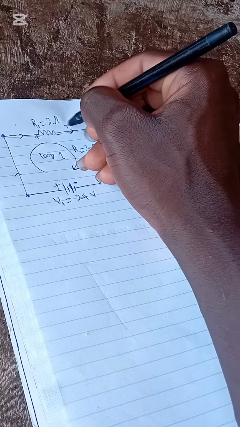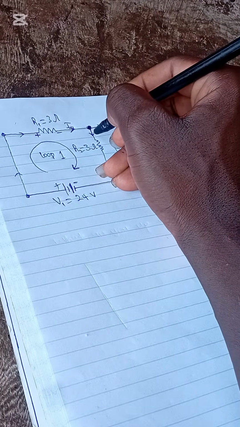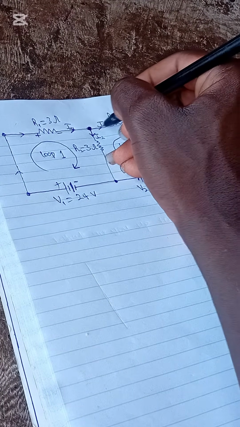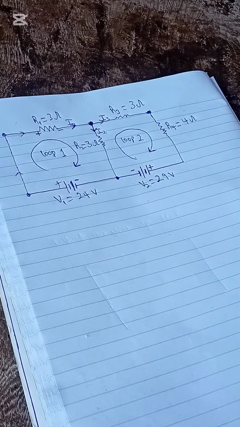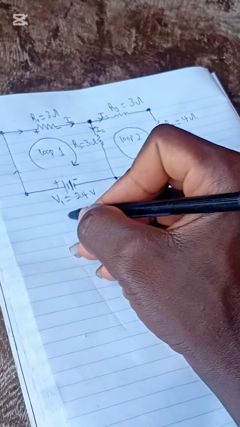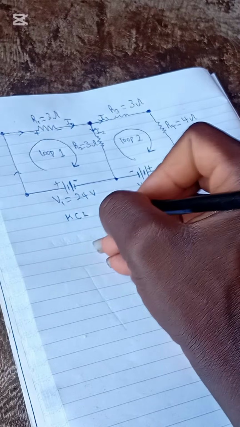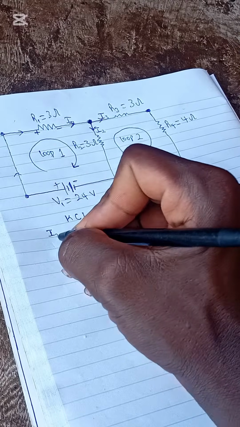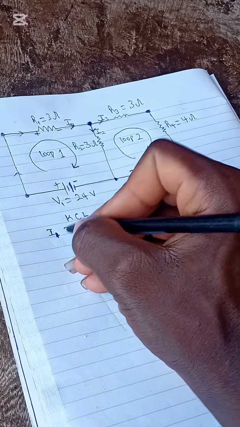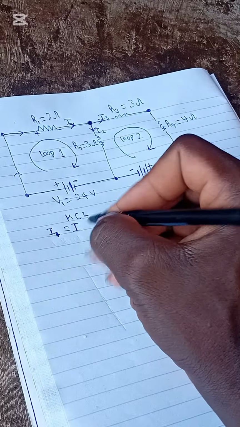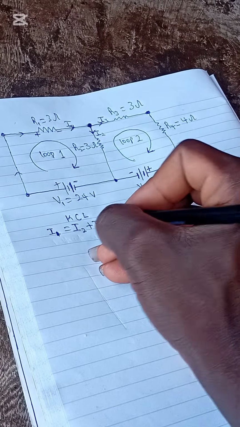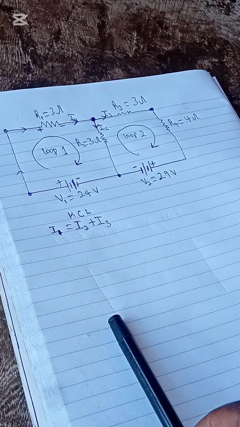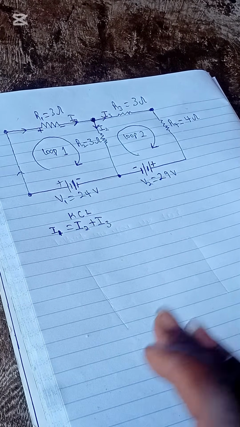So let's call this one our I1, this one our I2, and this one our I3. Now, from the KCL, Kirchhoff's current law, the current that is entering a junction, I1, equals the total current that is leaving the junction. We have two currents leaving that junction, which are I2 and I3. So I1 equals I2 plus I3. That's for the KCL.